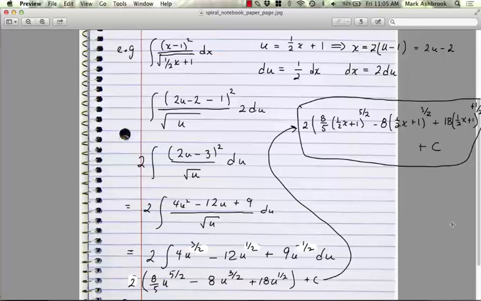Did you catch it? Does this make sense? So for an indefinite integral, the answer has to be in terms of x in the end. So we have to back substitute our 1/2 x plus 1 in for every u. Any questions on that one? Okay.